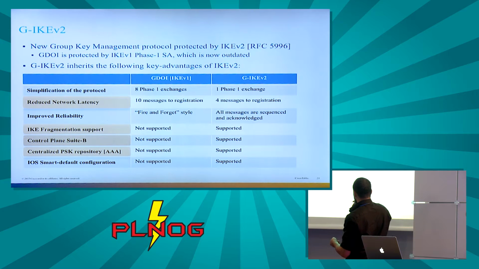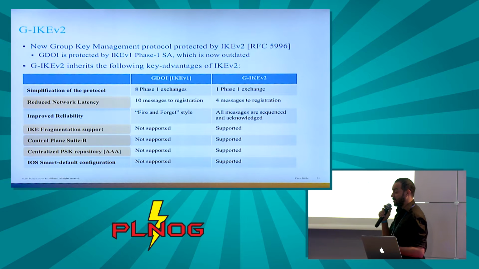To name a few, we have reduced network latency for Gherdaoui. To finish the registration, you need 10 messages, while with GIKE-v2, you only need 4. So if you have 1,000 GMs, you need 10,000 messages in the network, while with GIKE-v2 you only need 4,000.